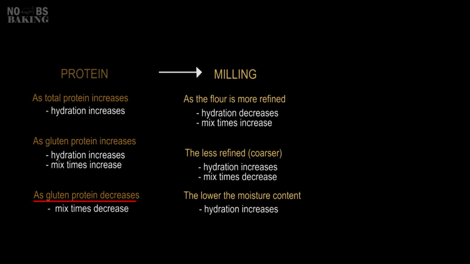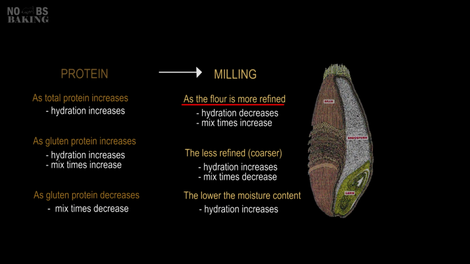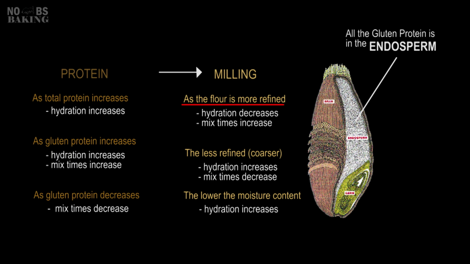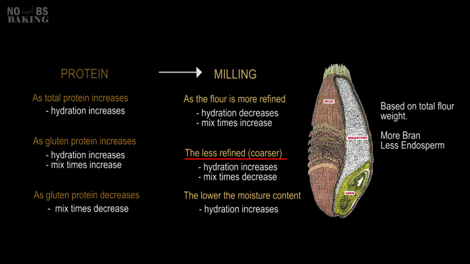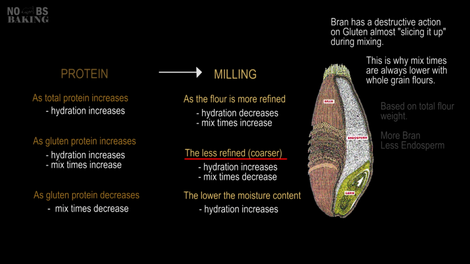So what this is saying is that basically when the bran is reduced or removed from flour, hydration is reduced, and mix times are generally increased due to the higher concentration of endosperm. Common sense, really. The more bran, the less endosperm, the hydration is increased due to the absorption capabilities of the bran, and mix times are reduced due to the lower amount of endosperm and abrasive action of the bran on gluten.